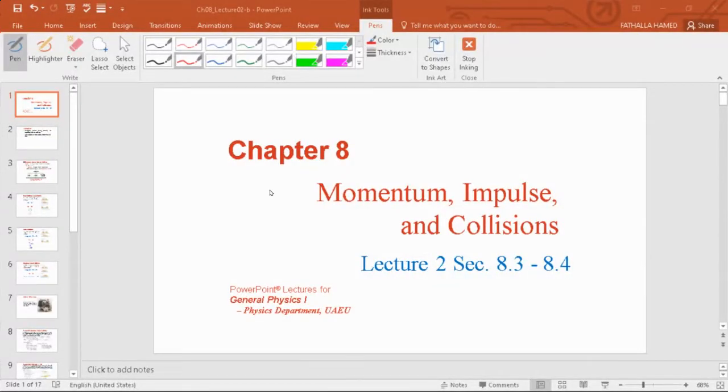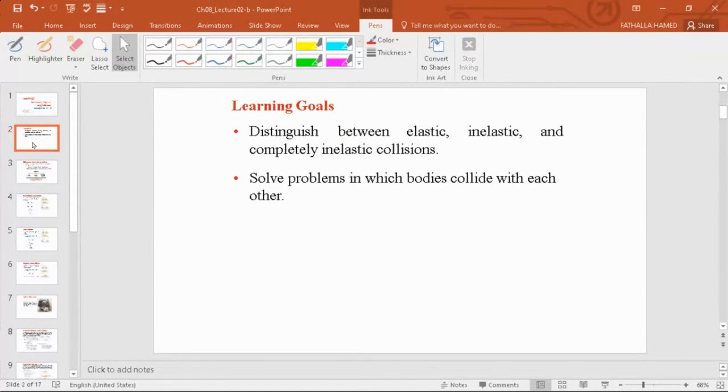Today, we're going to look at the second lecture of chapter number 8, and with it we basically finish chapter number 8, which talks about linear momentum, impulse, and collision. The learning goals for today: the first one, distinguish between elastic, inelastic, completely inelastic collisions. And then, of course, we'll solve problems in which bodies collide with each other.